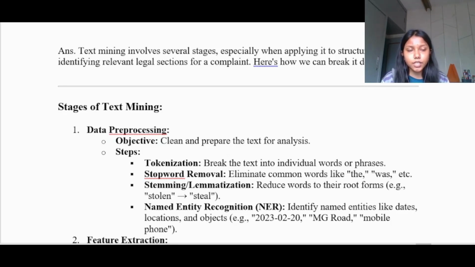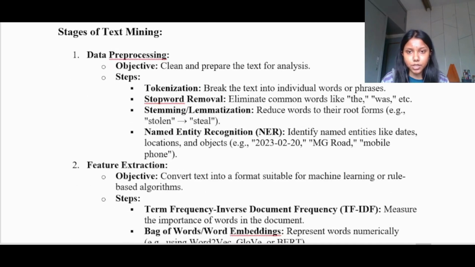The stages of text mining include data pre-processing. The objective of data pre-processing is to clean and prepare the text for analysis. The steps that it includes are tokenization, that is breaking the text into individual words or phrases; stop word removal, that is eliminate common words like the, was, etc; stemming or lemmatization, it means to reduce the words to the root forms. For example, reduce the word stolen to steal.